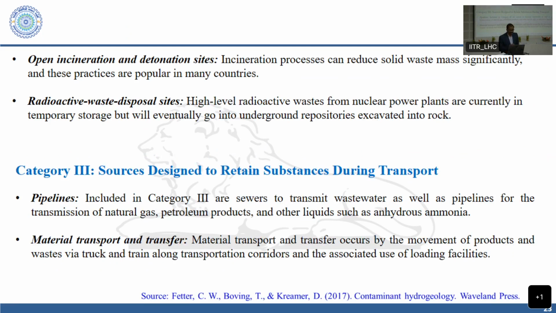Third category is the sources designed to retain substances during transport, that is the pipeline, which includes sewers to transmit wastewater as well as pipelines for the transmission of natural gas, petroleum products, and liquid or anhydrous ammonia. Material transport and transfer occurs by movement of product and waste by truck and train along the transportation corridors, associated with the use of loading facilities.